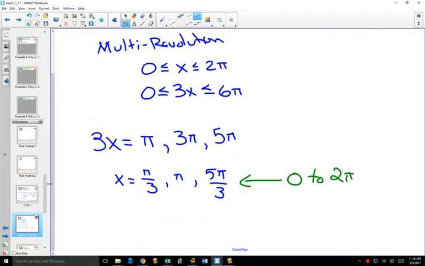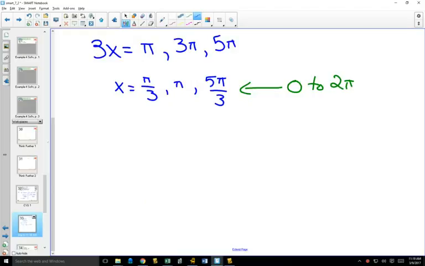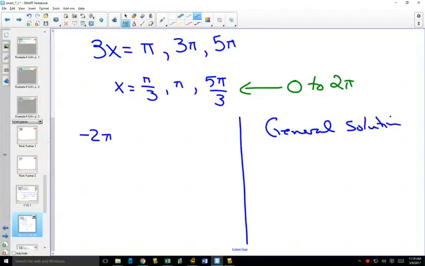So underneath here right now, I'm going to split this up. We'll do the general solution over here, and we'll do from negative 2 pi to 0 over here. So if we're going from negative 2 pi to 0, that's once around in the negative direction. Can you tell me what is coterminal with pi over 3?